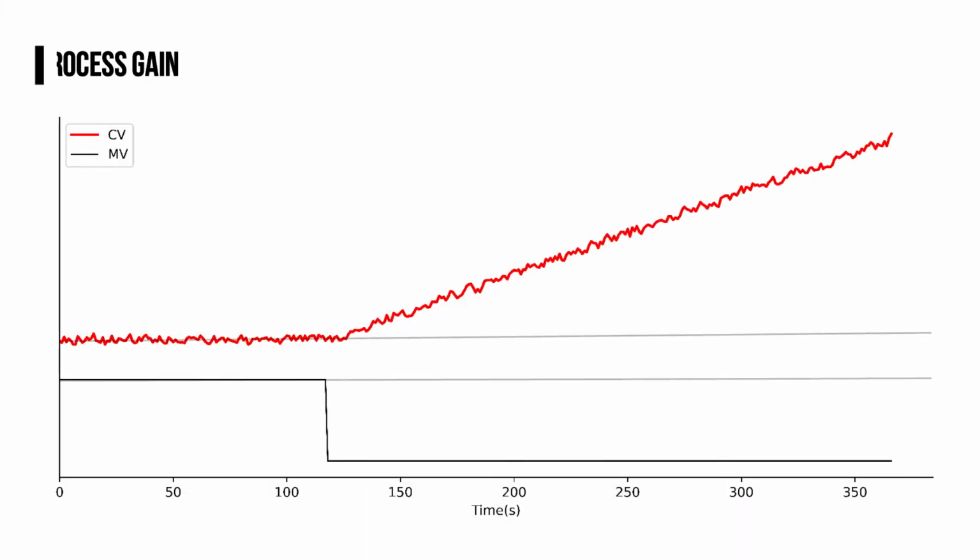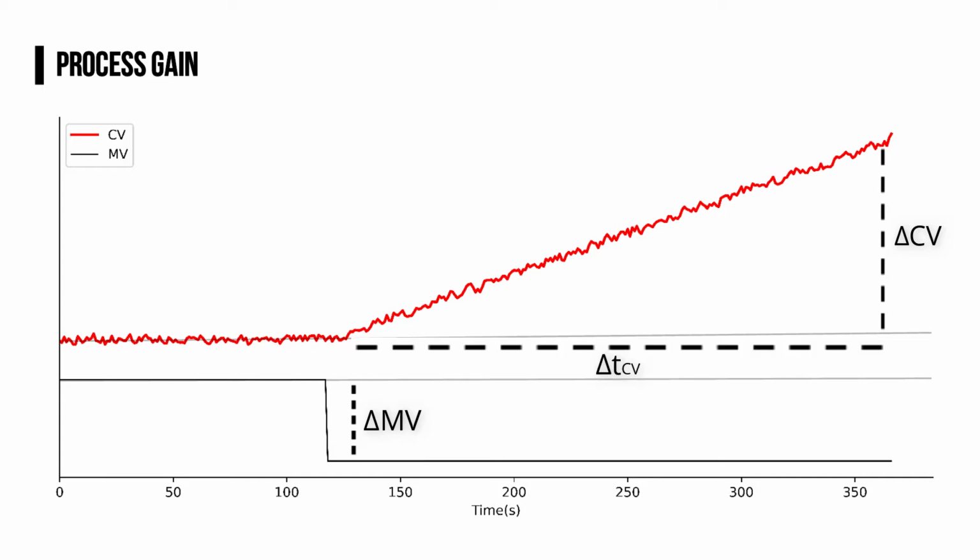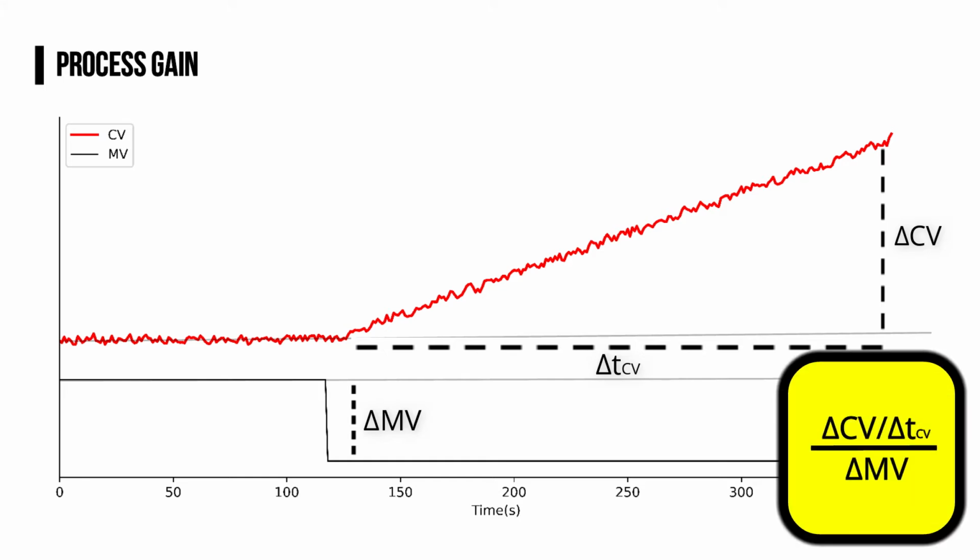Let's go to the first one, process gain or ramp rate. For every change in manipulated variable, there's a change of controlled variable, but also time needed for the change of controlled variable. Simply by dividing change of controlled variable by time of change and then dividing it by change in manipulated variable gives us process gain or ramp rate. Process gain unit is a combination of examined process variables.